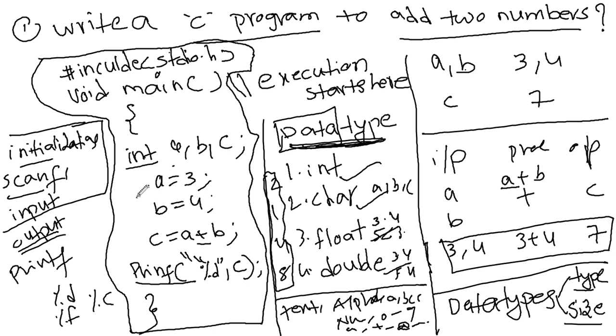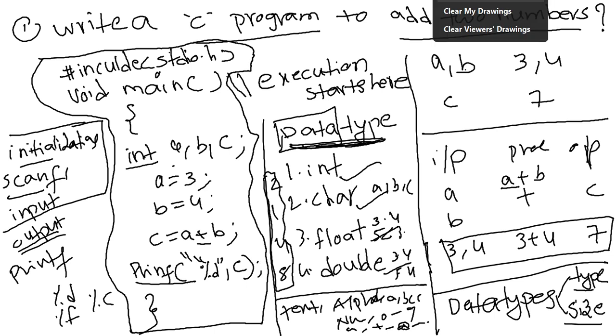Now I want to take the input. To take the input we have two things, initialization and scanf. Here I am using the initialization method, 3 comma 4, and c equal to a plus b is the processing, and I want to take the output. So printf percentage d comma c. This is how the programming can be done for two numbers. All this knowledge is required.